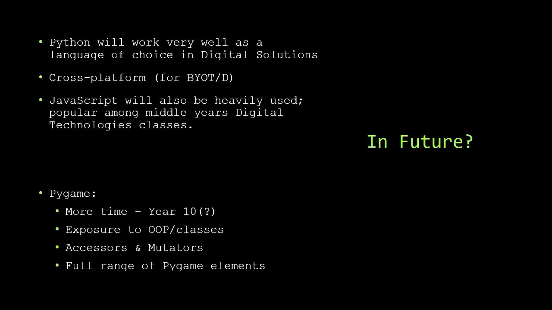So for Pygame specifically, I wish if I had more time, maybe extending it back to like year 10, doing a bit of Python, getting it set up there, exposure to object-oriented using classes, accessors, mutators, and really exploring the full range of Pygame elements, because there was some other stuff that we didn't get time to touch on. We got the graphics in, we got the collisions happening, scores, timers, but there's a range of other stuff that we could do.